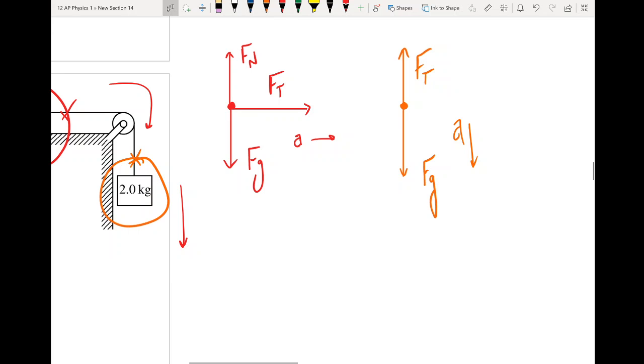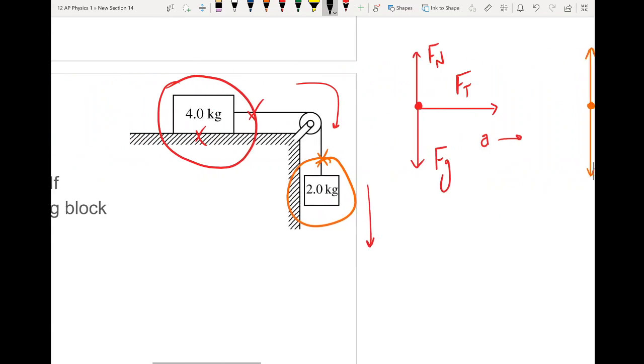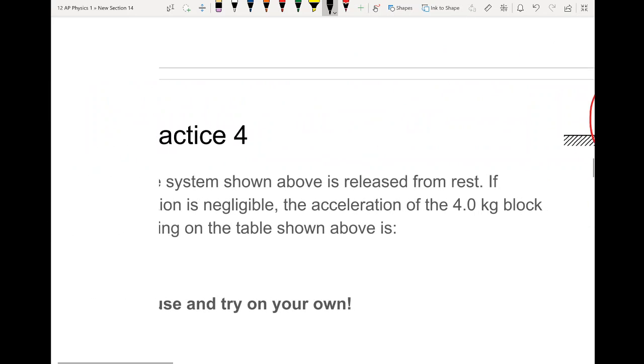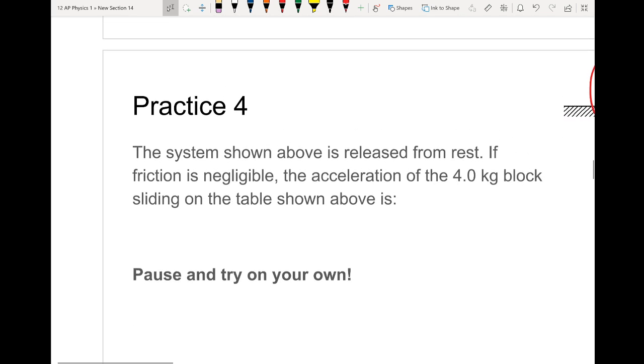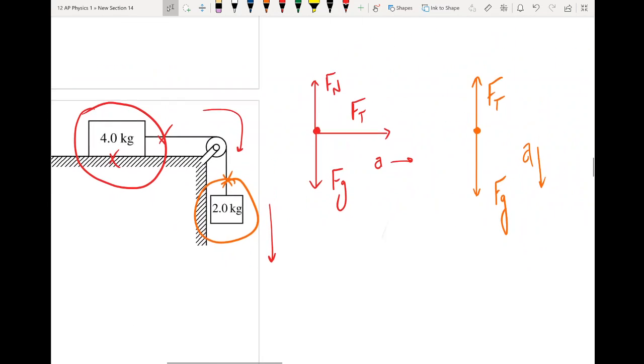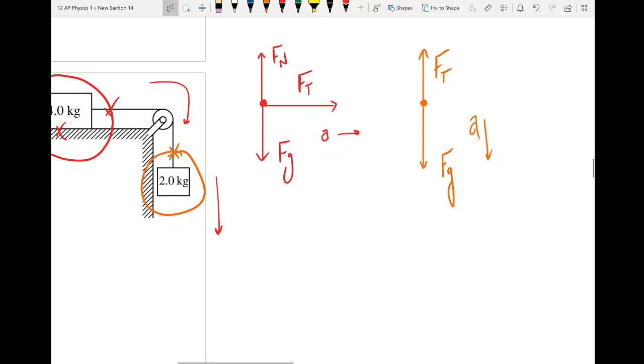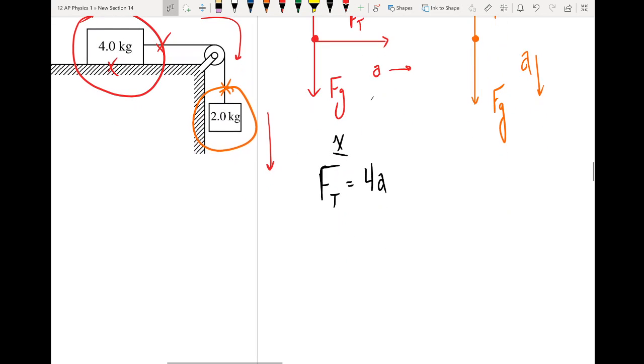So now what I can do is do my setup for both of my blocks. I want to end up knowing the acceleration of the 4 kilogram block. So I can set up my equation for this 4 kilogram block and say, okay, F net equals mass times acceleration. It's accelerating in the x direction, so our net force in the x direction is Ft equal to 4a. So that's not great because we have two unknowns. We don't know Ft and we don't know a.